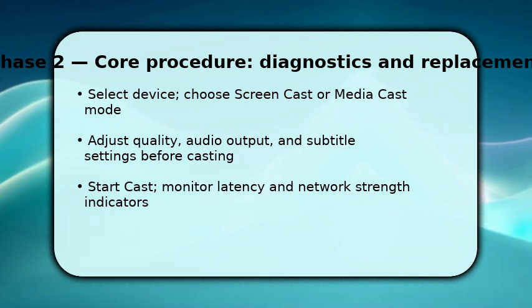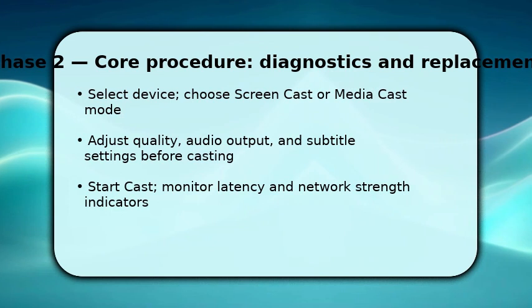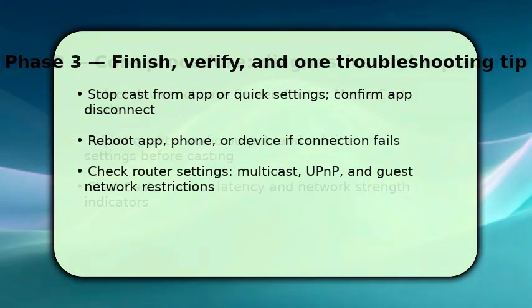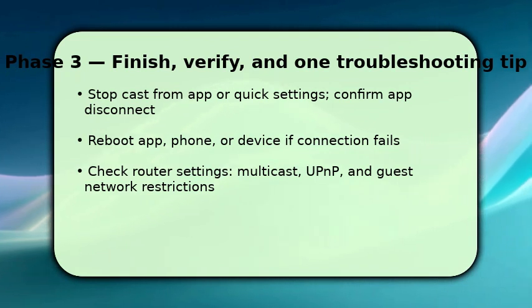Once streaming begins, keep an eye on latency and network bars. If stuttering occurs, pause and drop resolution to stabilize. To finish, stop casting from the Cast app or your phone's quick settings. Wait until the app confirms the disconnect.